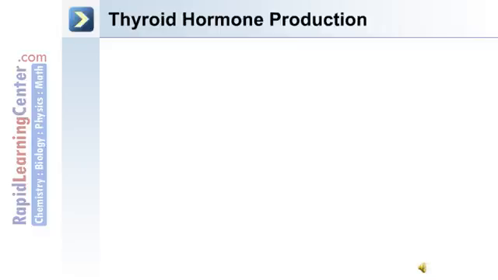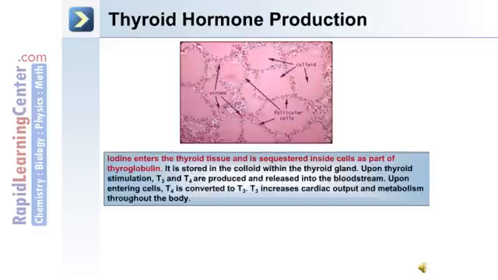Thyroid hormones are produced in the following way. Iodine enters the thyroid tissue and is sequestered inside cells as part of thyroglobulin. It's stored in the colloid within the thyroid gland, and upon thyroid stimulation, T3 and T4 are produced and released into the bloodstream. Once they enter cells, T4 is converted to T3, and T3 functions by increasing cardiac output and metabolism throughout the body.